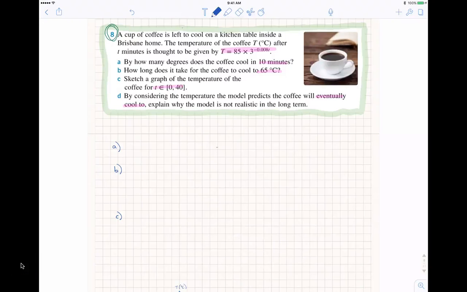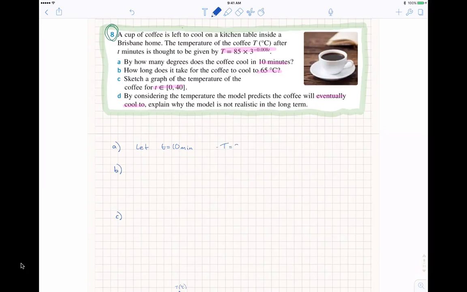Okay, nearly there. So question 8. A cup of coffee is left to cool on a kitchen table inside a Brisbane home. The temperature of the coffee at T degrees Celsius after t minutes is thought to be given by the following formula. By how many degrees does the coffee cool in 10 minutes? So we're going to let, for the first part, t equal 10 minutes.